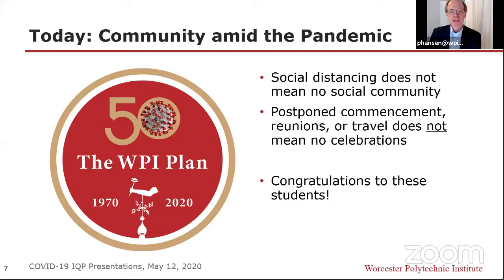We know from our own experience at the WPI campus that social distancing will not mean no social community, even if there's limitations for our physical engagement with one another. And even if commencement or reunions or other events have been postponed, this does not mean we're not able to celebrate. And today is really a celebration of the accomplishment of these students. Earlier today, President Leshin sent me a message asking me to convey from her to all the students and their advisors her congratulations. And I'm very happy to do that. It's a great accomplishment to have reached this stage in this term.